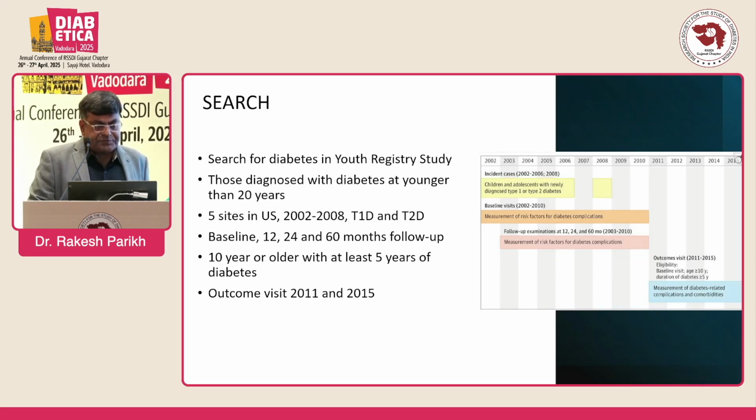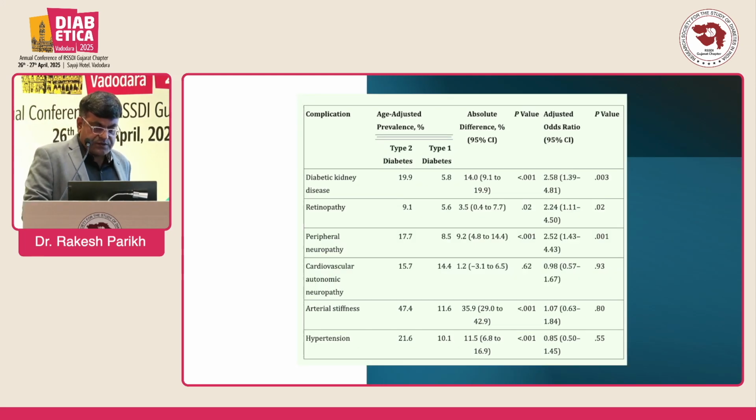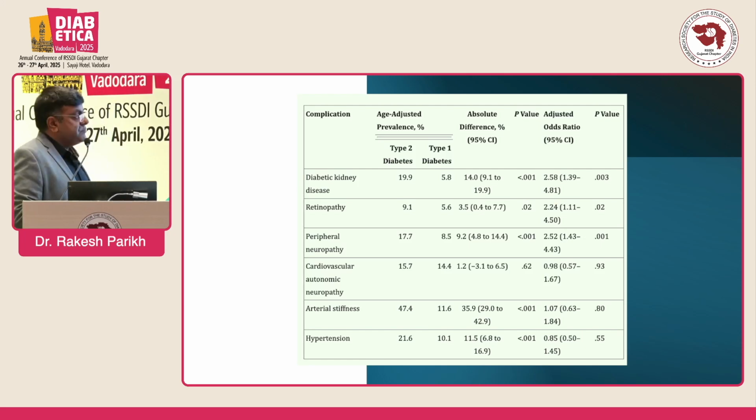Poorly managed. Now, is it only in type 2? Is it in type 1 also? Is there a difference? So this study answers that question. They looked at the individuals who are developing diabetes at younger than 20 years, type 1 and type 2, and then they compared their outcomes. They had a follow-up from baseline to 12 months, 24 months, and 60 months. And this compared at the same age, if you are getting type 1 diabetes or type 2 diabetes, what is the risk of complications? So these are the outcomes here.